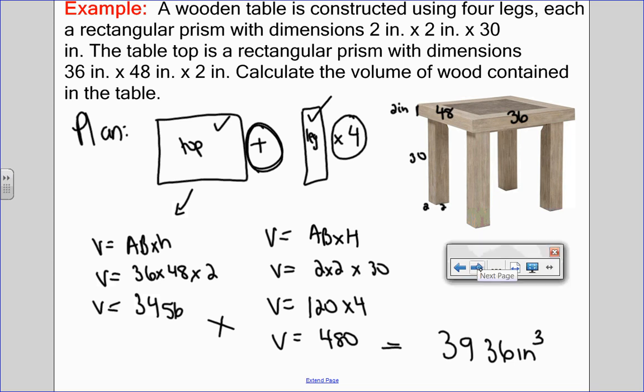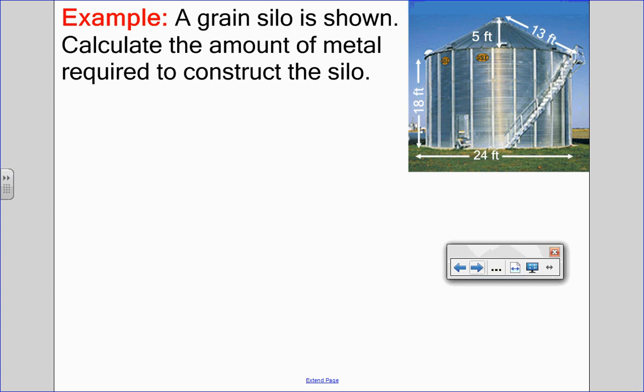Okay, let's try a surface area question. So here we have a grain silo and we want to calculate the amount of metal required to construct the silo. So what we have to do is find the surface area of the exposed faces. Okay, so to make a silo, we have this cylinder here. But we don't need metal for all of it. We definitely need a metal base. We need the middle section, but we do not need the metal top because the cone and the cylinder are connected together, so we don't need the top.